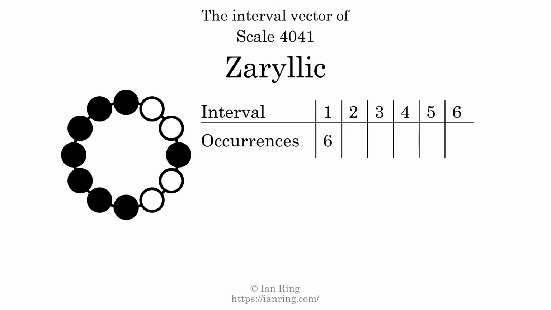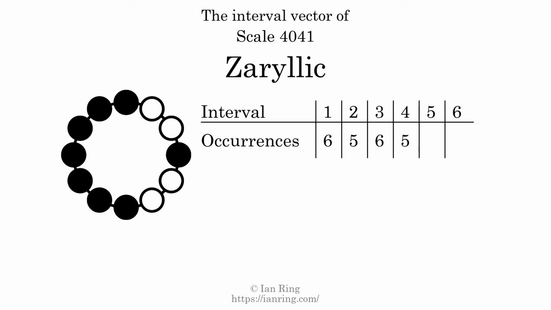There are 6 intervals with the size of 1 semitone. They are here, here, here, here, here, and here. There are 5 intervals with the size of 2 semitones. They are here, here, here, here, and here. There are 6 intervals with the size of 3 semitones. They are here, here, here, here, here, and here.